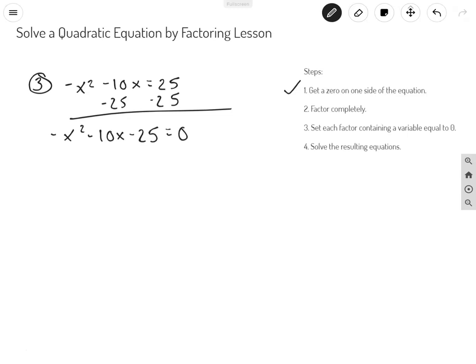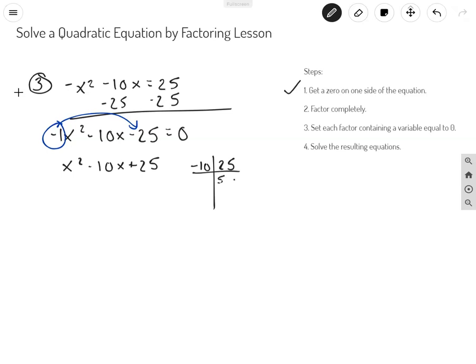This time I have a leading coefficient of negative 1. So I'm going to go ahead and do the slip and slide method. Multiply my negative 1 by negative 25. And I'm going to rewrite my equation as x squared minus 10x plus 25. I'm just worried about this right now, so I'm factoring that out. So I'm going to make my little t-chart. What multiplies to give me 25, but adds to give me negative 10.